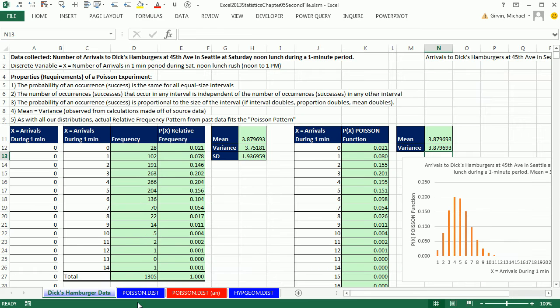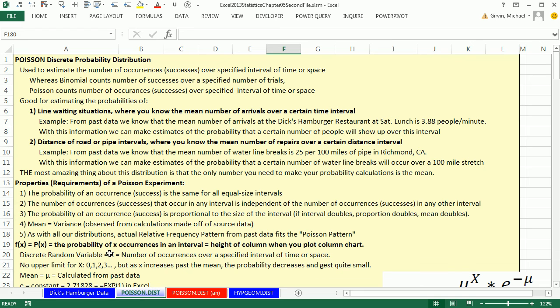Now I want to go over to this sheet and talk a little bit more about the Poisson distribution and look at some other examples. The Poisson is a discrete probability distribution, used to estimate the number of occurrences or successes over a specified interval of time or space.